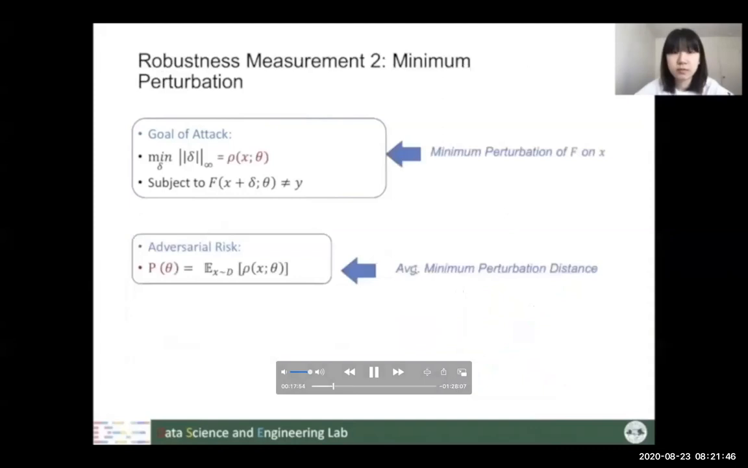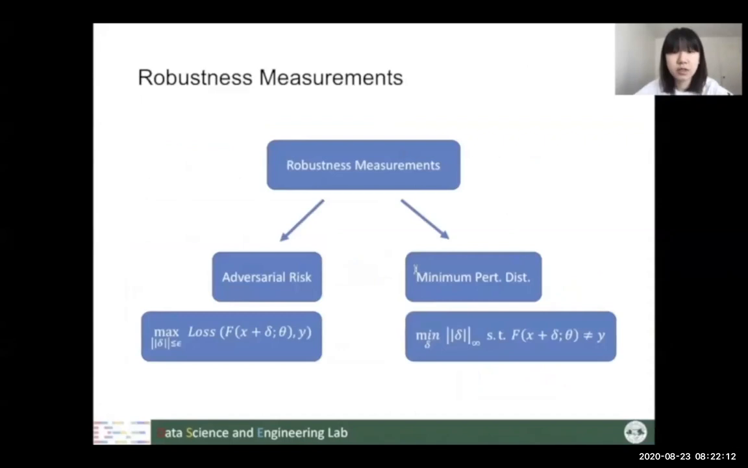From this algorithm, we get clues for another way to define a robustness measurement. We evaluate the minimum perturbation. The average minimum perturbation could reflect the robustness of the model. As a short summary, we introduced two types of attacking algorithms. And these two attacks shed light on how to measure the robustness or sensitivity of a machine learning model.